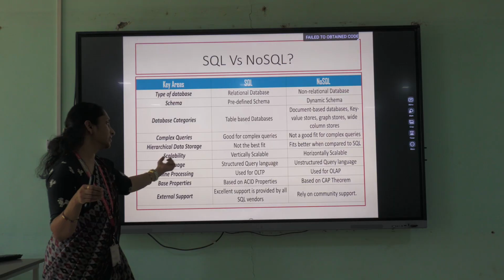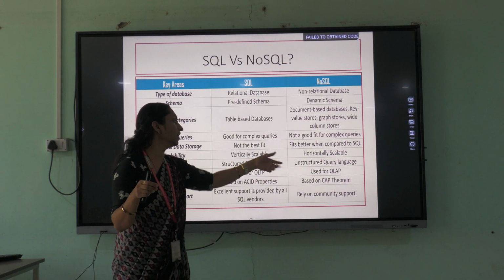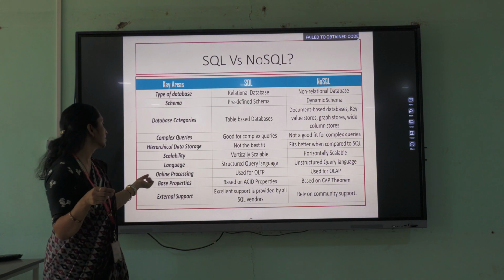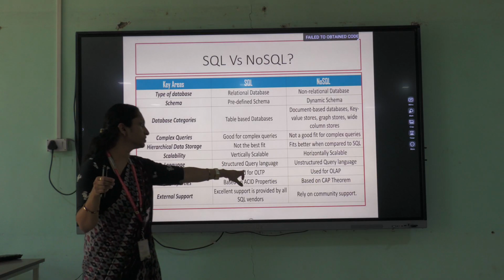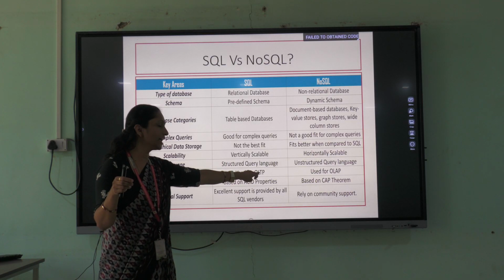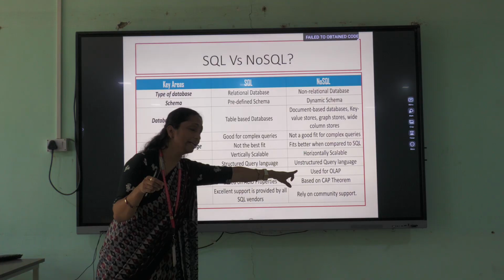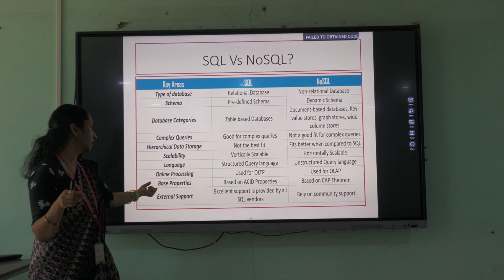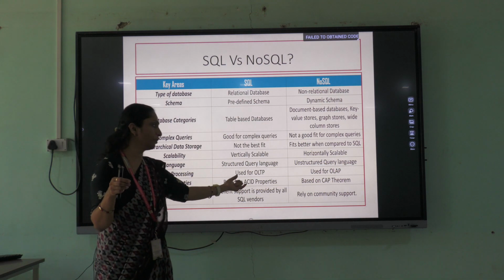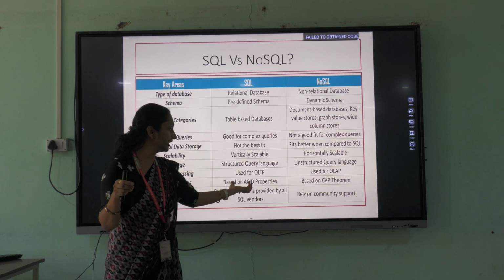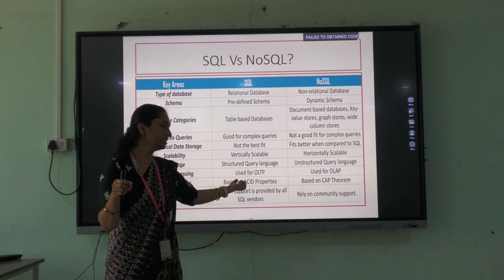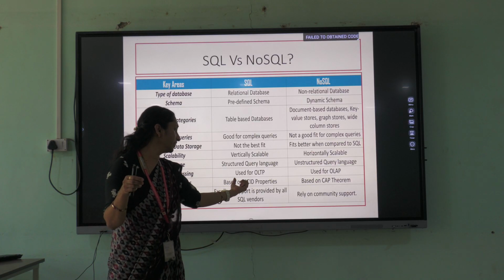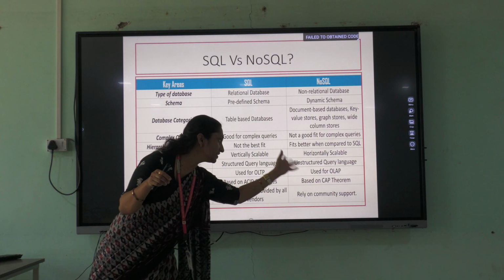And the language: structured query language in SQL, unstructured query language in NoSQL. Online processing: SQL is used mainly for online transaction processing. NoSQL is best used for analytical processing. And the properties: SQL is based on the ACID properties. We all know, we are aware of the DBMS concept. SQL is based on the ACID properties, and NoSQL is based on the CAP theorem.